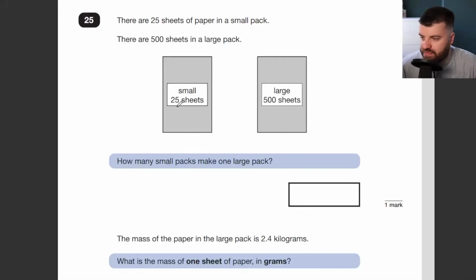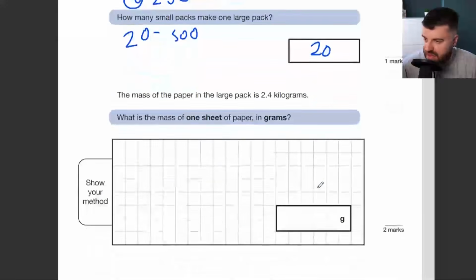Let's think of it this way. 25 is 1. So what would 10 lots be? Always chunk up to 10, which would be 250. And I notice a little pattern here between 250 and 500. It's half. So if I double that, if I don't have 10 packs, if I have 20 packs, that's going to give me 500 sheets. So there are 20 small packs in a large pack.